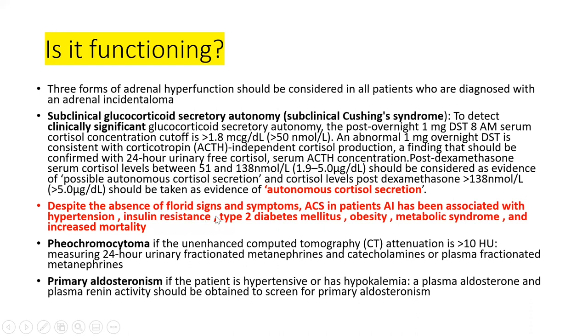Despite the absence of florid signs and symptoms, autonomous cortisol secretion in patients with adrenal incidentaloma has been associated with hypertension, insulin resistance, type 2 diabetes, obesity, metabolic syndrome, and increased mortality. So we cannot ignore this aspect of Cushing's, subclinical Cushing's, also now called autonomous cortisol secretion or ACS.